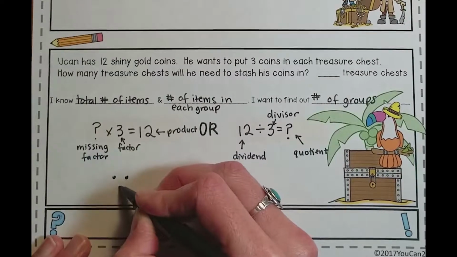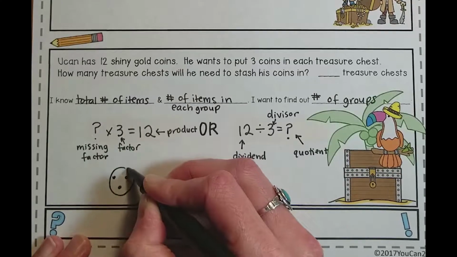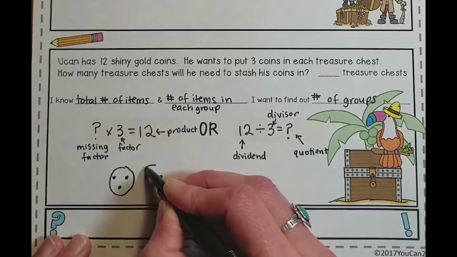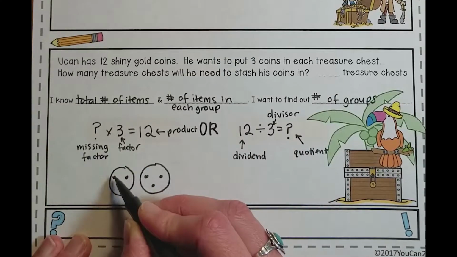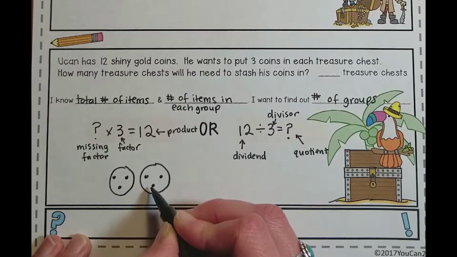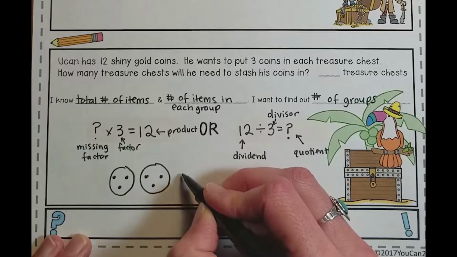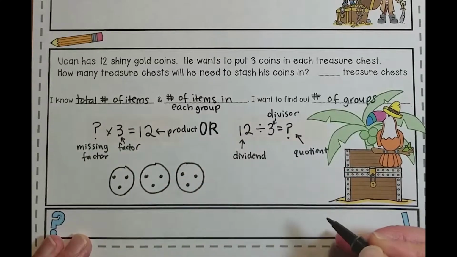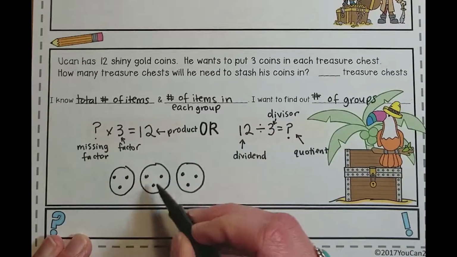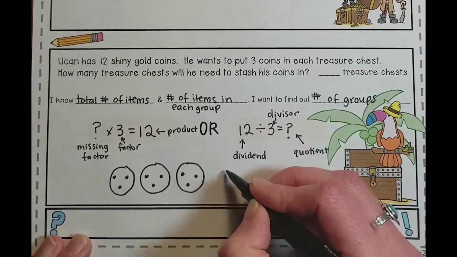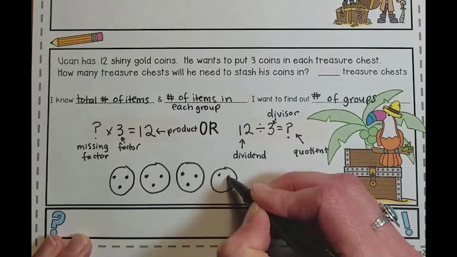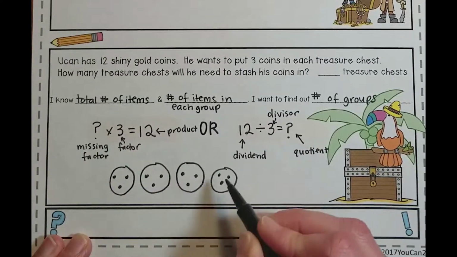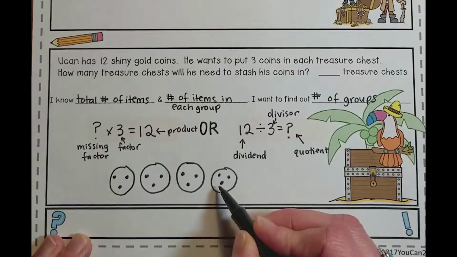Here's one group of 3. Here's 2 groups of 3. That's 1, 2, 3, 4, 5, 6. Not quite there. Here's 3 groups of 3. 6, 7, 8, 9. Here's 4 groups of 3. I know this was 9, 10, 11, 12.